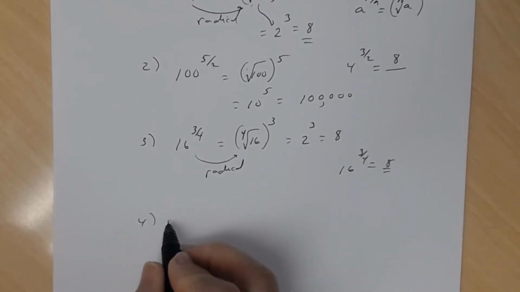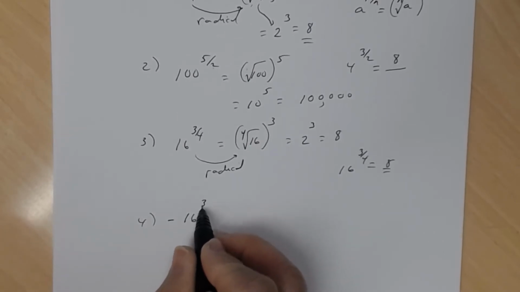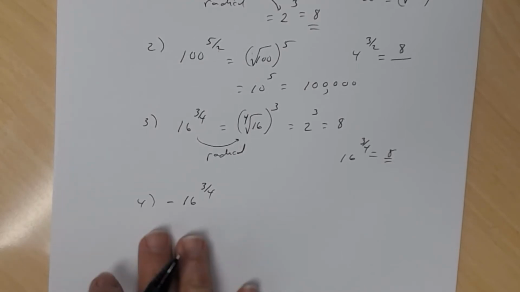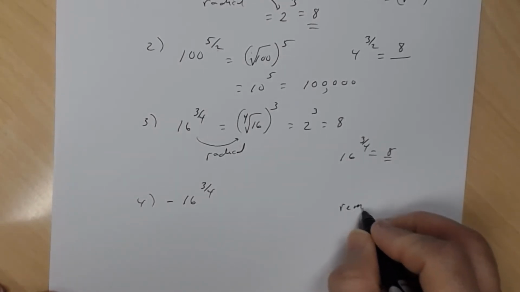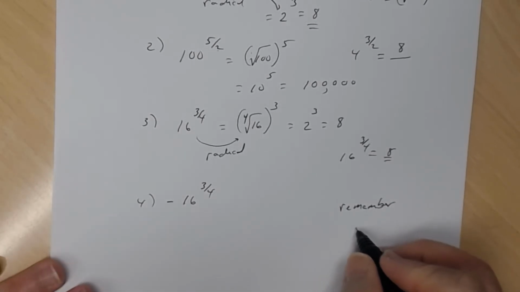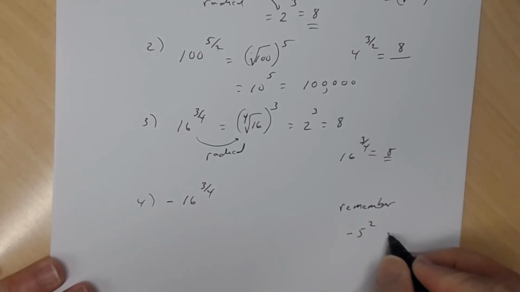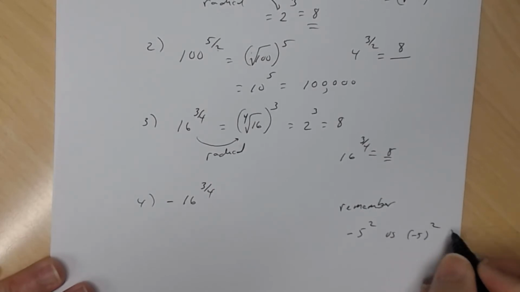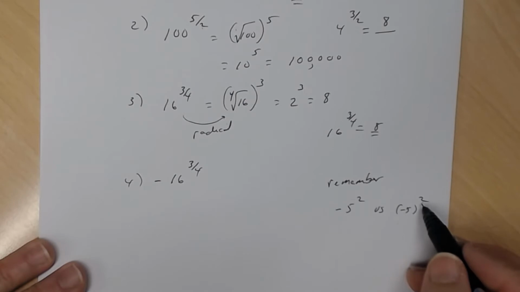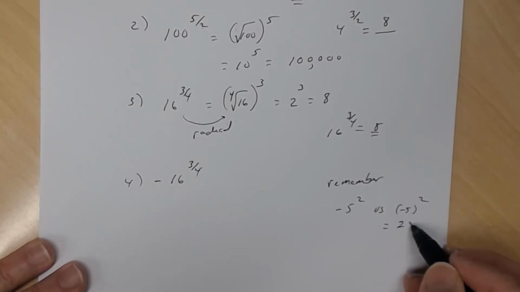Number 4, what if I had this? Negative 16 to the 3/4. Now you got to be careful with this. You got to remember this fact. There's a difference between, let's say, negative 5 squared and negative 5 in parentheses squared. In the one I'm pointing to now, what's being squared is negative 5. So negative 5 times itself is a positive 25.